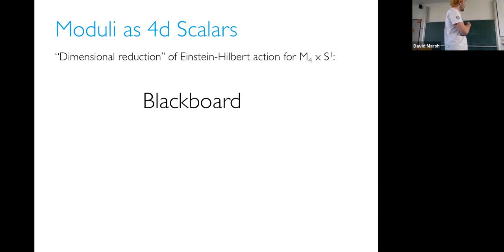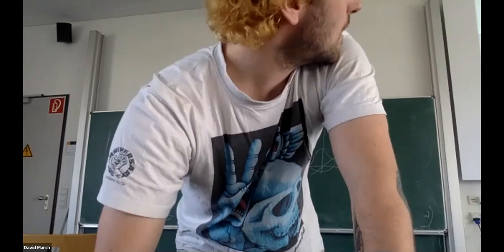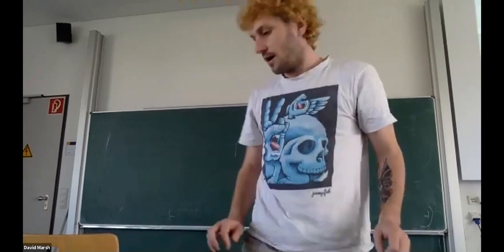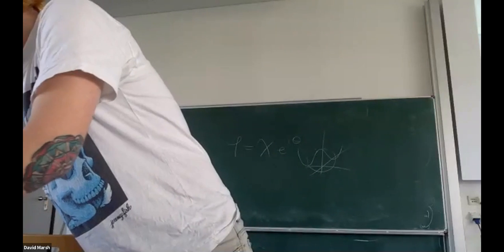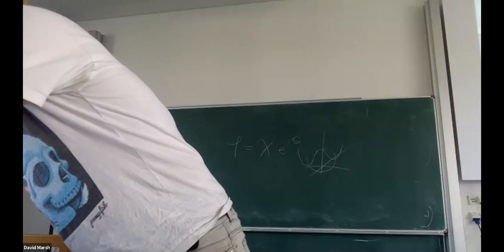And now I'm going to tell you about the dimensional reduction of the Einstein-Hilbert action, M4 cross S1, and show you that these fields, sigma, appear as scalars to us in 4 dimensions. So I'm going to switch to the blackboard. Stop sharing that. And now remote people should be seeing the blackboard in front of you. Yep, that's fine. Good. The sound may not be very good, but hopefully you'll be able to read what is going on.